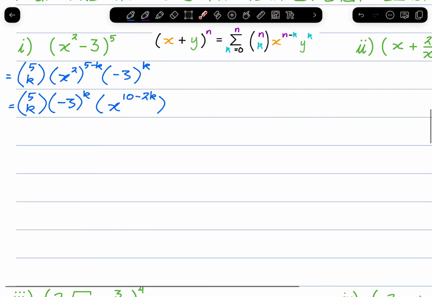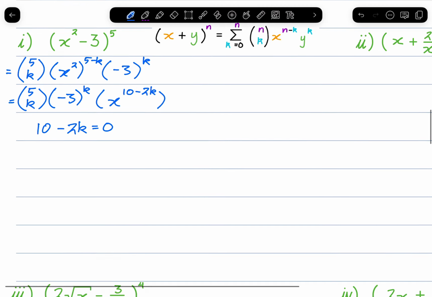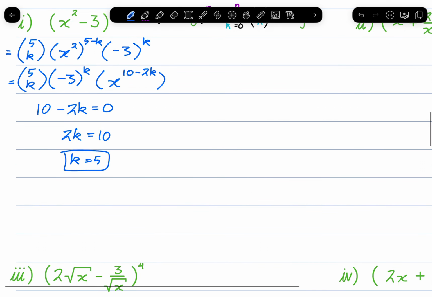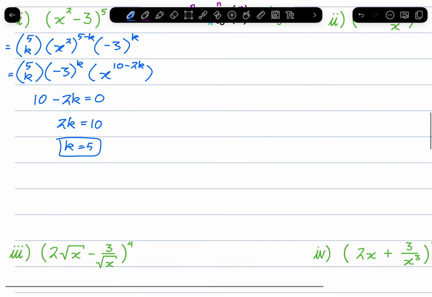Now, for the term to be constant, we want this to be completely gone. In order to do that, we want x to the power of 0, because x to the power of 0 gives me 1, and so all of this would disappear. So we're going to take 10 minus 2k and let that power equal 0. Solving this, we simply get 2k equals 10, k equals 5. So when k equals 5, we get a constant term.